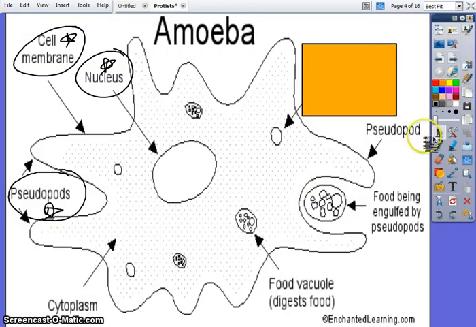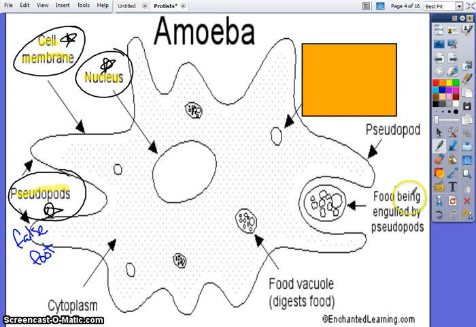Alright, so this is what the amoeba looks like. This should be similar to what you saw. I want you to kind of just draw a little blob, and I want you to make sure you label the nucleus, the cell membrane, and the pseudopod. So remember, the pseudopod means false foot, and this is how they move.